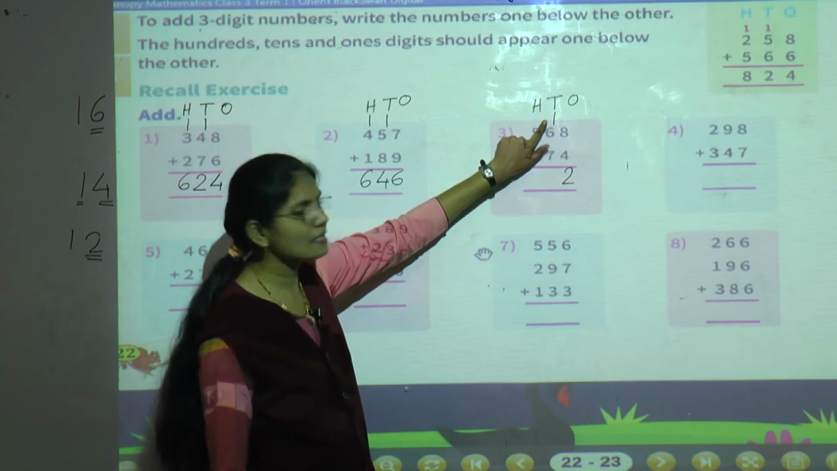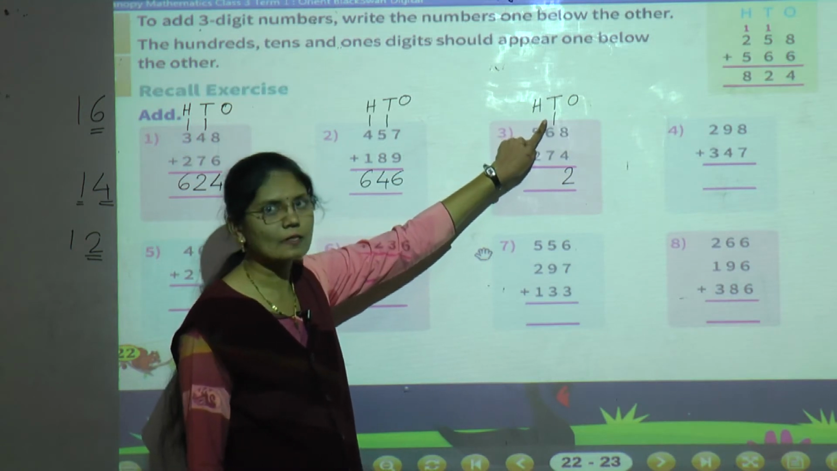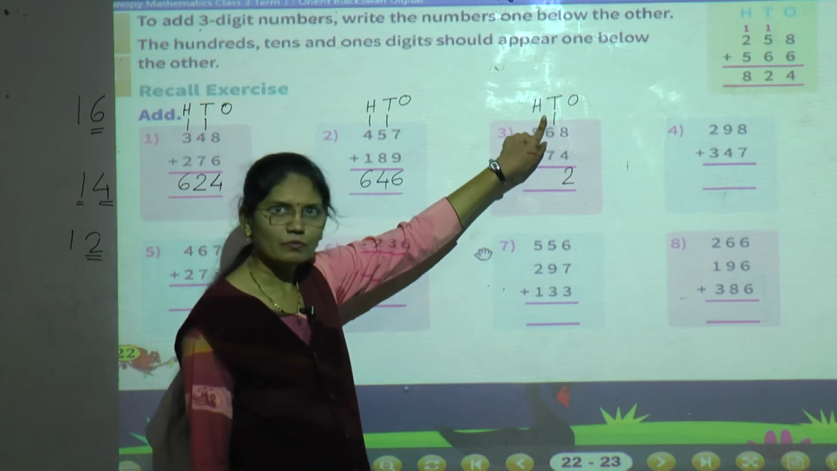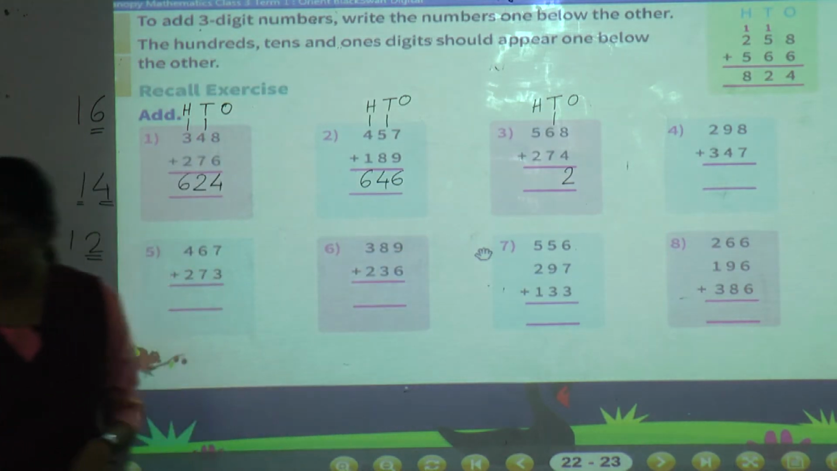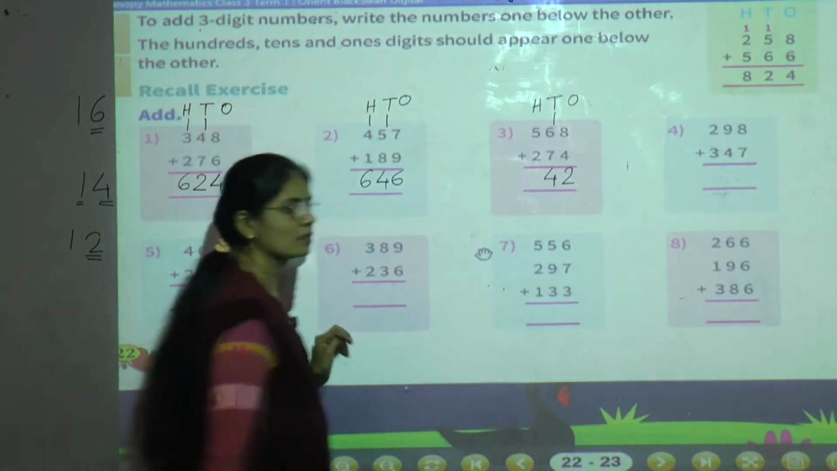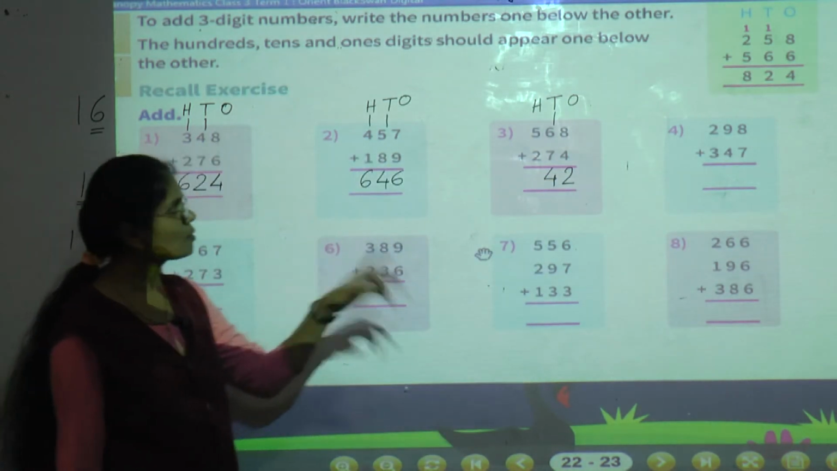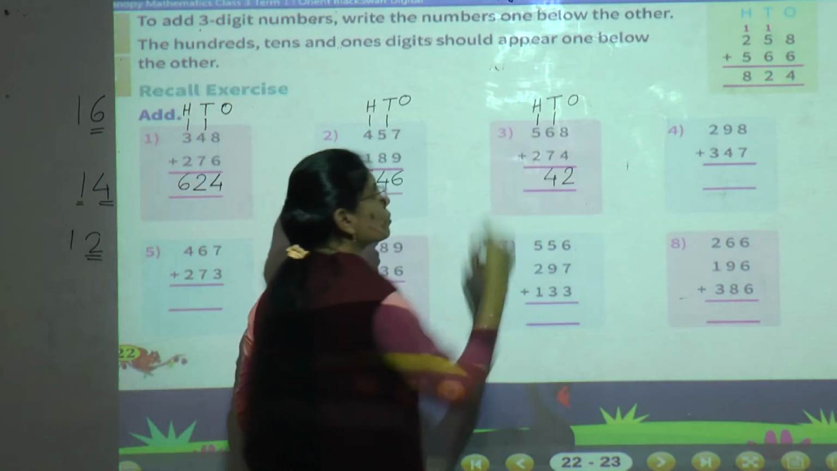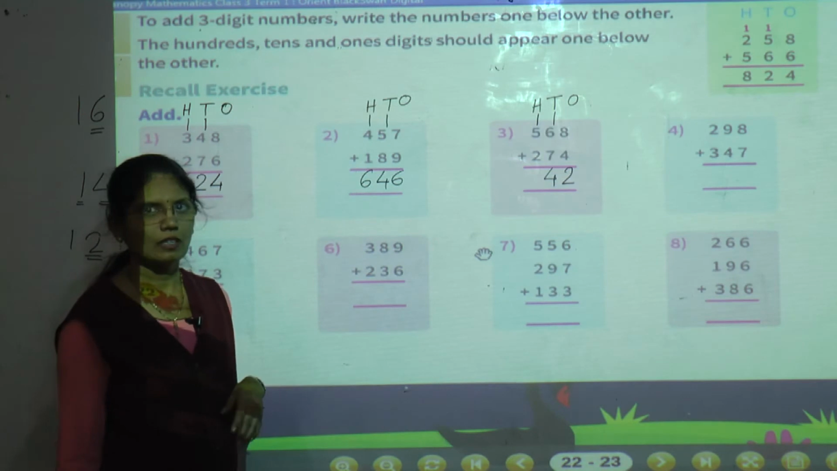Now here carry 1 is there, na? That also we have to add. 6 plus 7, 13 plus 1. Yes, correct, 14. So which number will we write here? 4. At ones place 4 is there, na? So we will write 4 here and we will give 1 carry to the hundreds place.